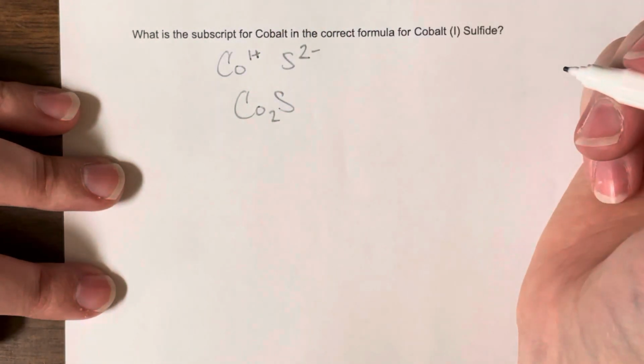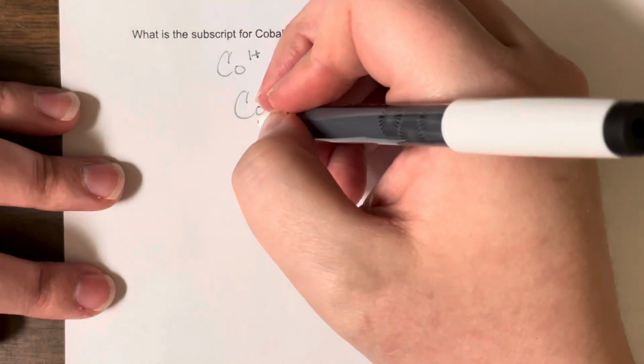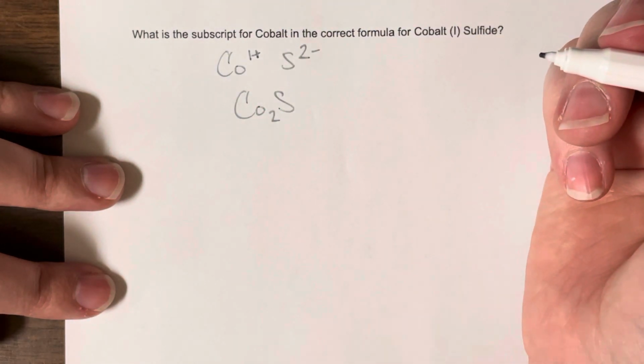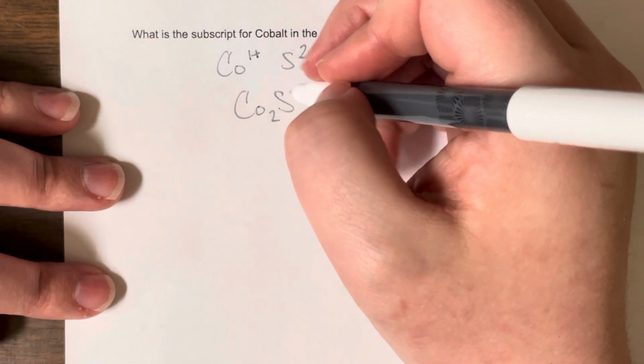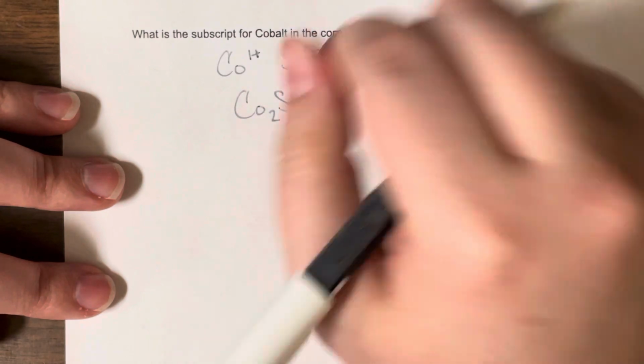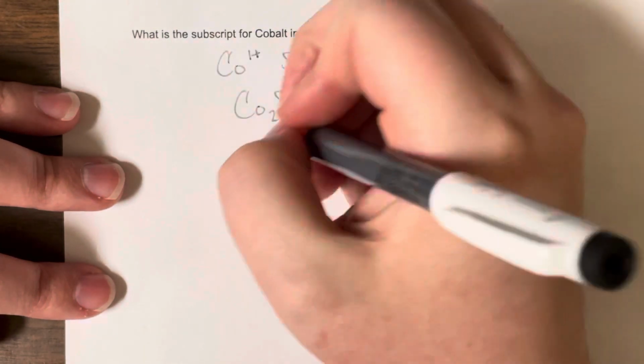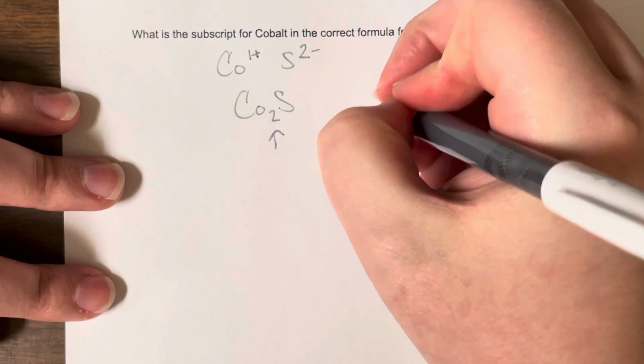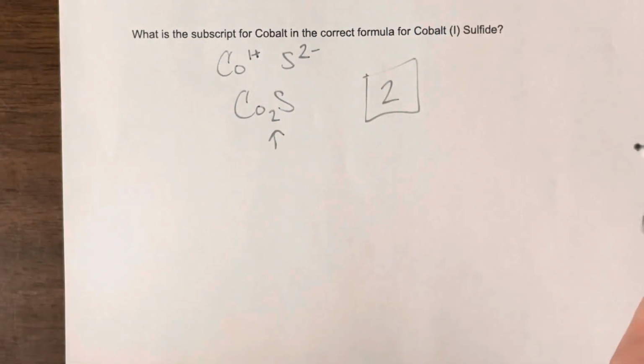I would check to see if I can simplify the ratio. The ratio is currently 2 to 1. I cannot simplify that any further, so that means that I am going to go ahead and say that that is correct, and I just need the subscript for cobalt. So my subscript for cobalt is 2, so that would be my final answer.